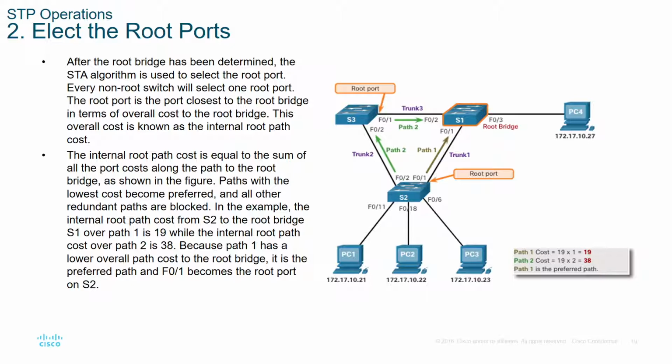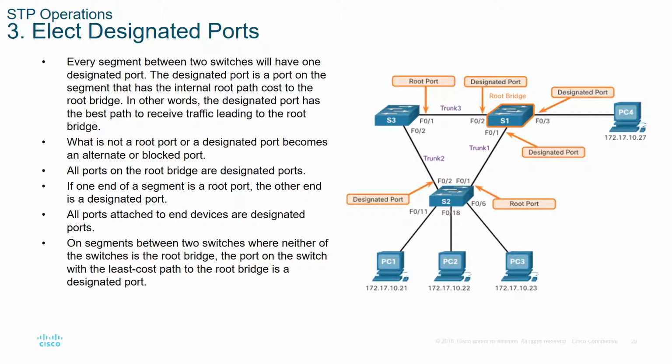So paths with the lowest cost become preferred, and all other redundant paths are blocked. In the example, the internal root path cost from S2 to the root bridge S1 over path 1 is 19, while the internal root path cost over path 2 is 38. Because path 1 was the lower overall path cost to the root bridge, it is the preferred path, and Fast Ethernet 0/1 becomes the root port on S2.